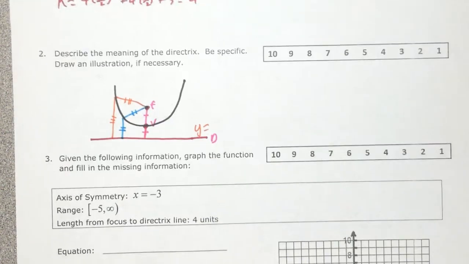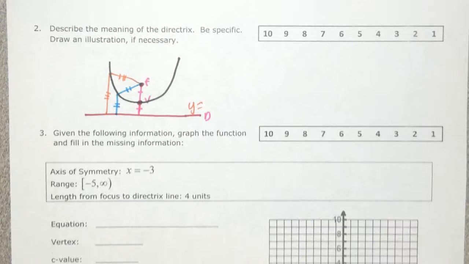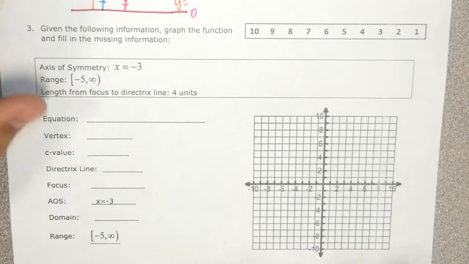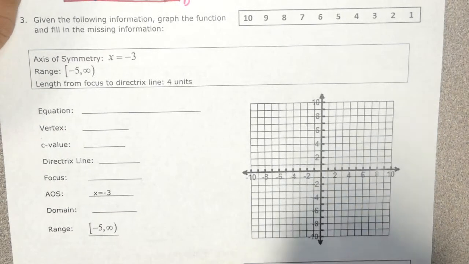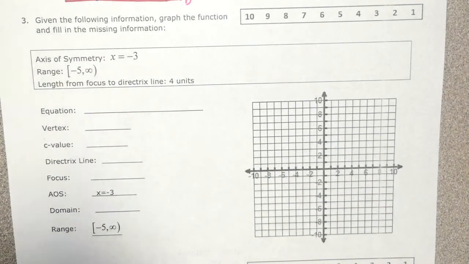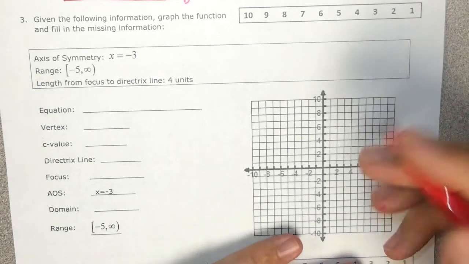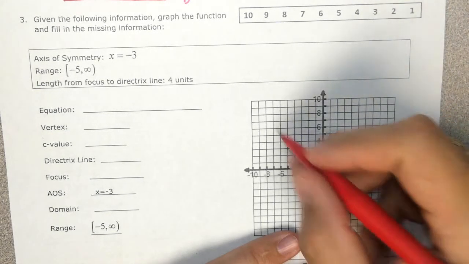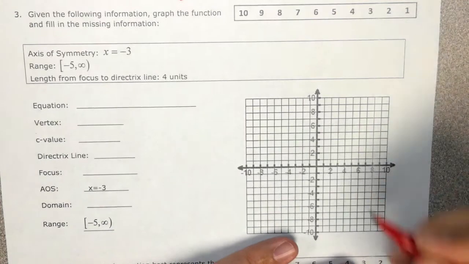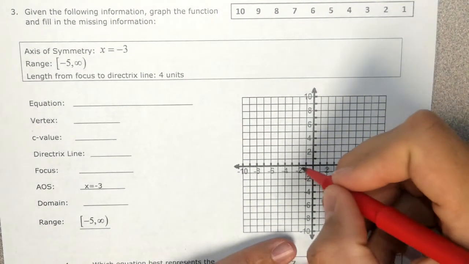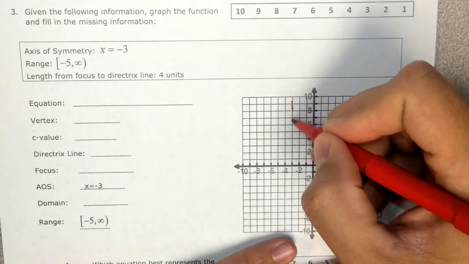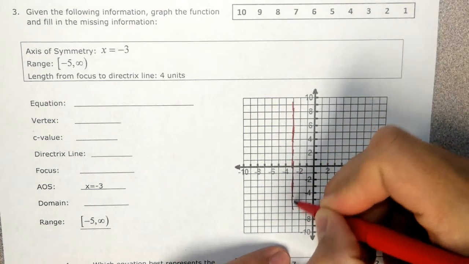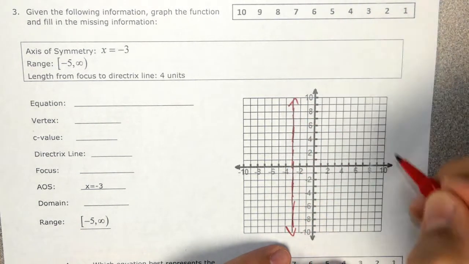Alright, second to last one on this page, we're going to do this whole graph area. We have axis of symmetry is -3, so let's label it. My axis of symmetry is x equals -3. I'm going to graph that on the page first. So -3 right here. That's my axis of symmetry.